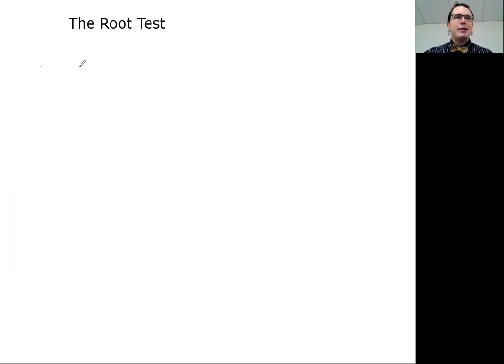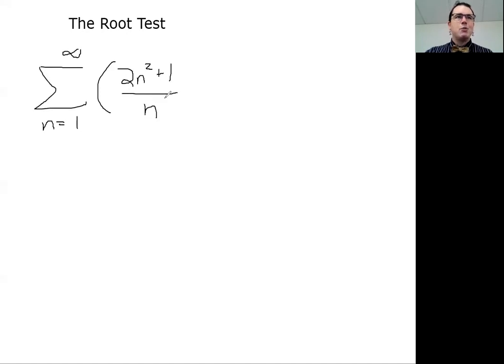The first series I want to look at is the sum, n starting at 1, going to infinity, where my sum ends take the formula, the fraction 2n squared plus 1, all divided by n squared, raised to the power n. So there's a series. In the root test, I want to calculate a limit.